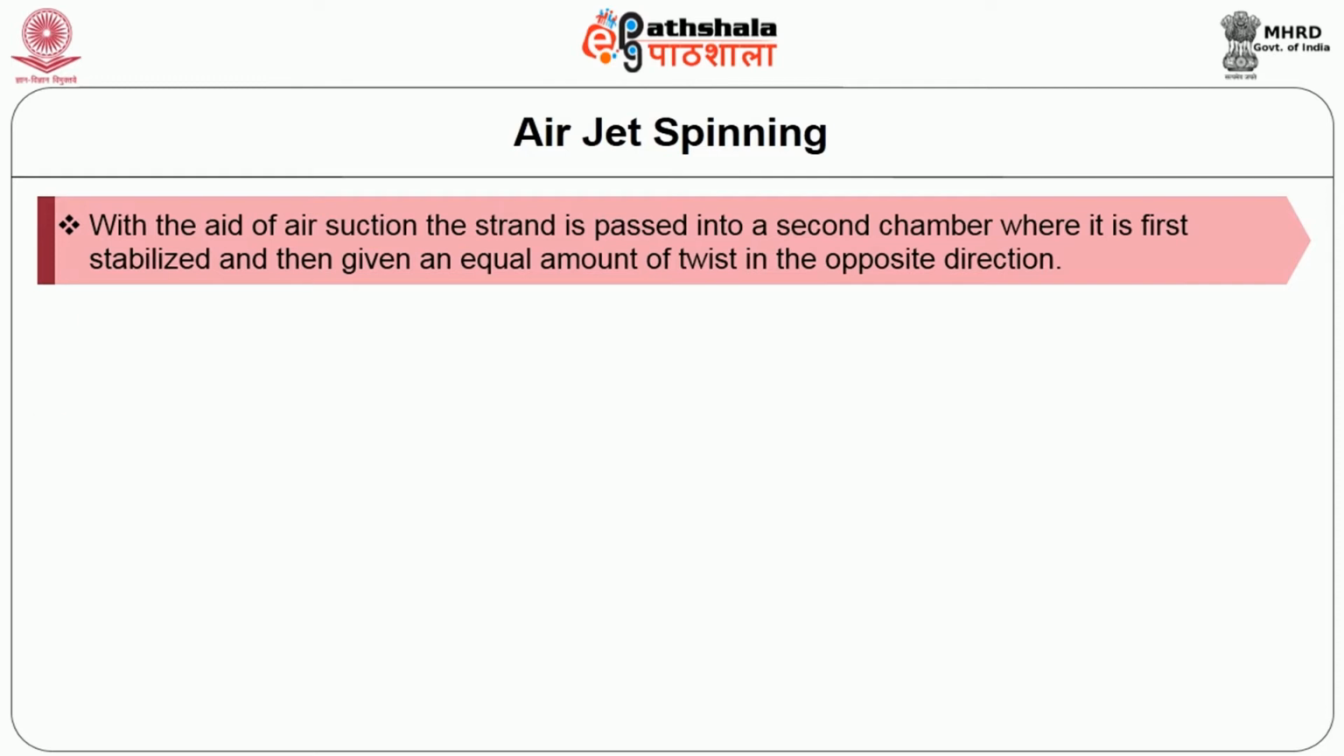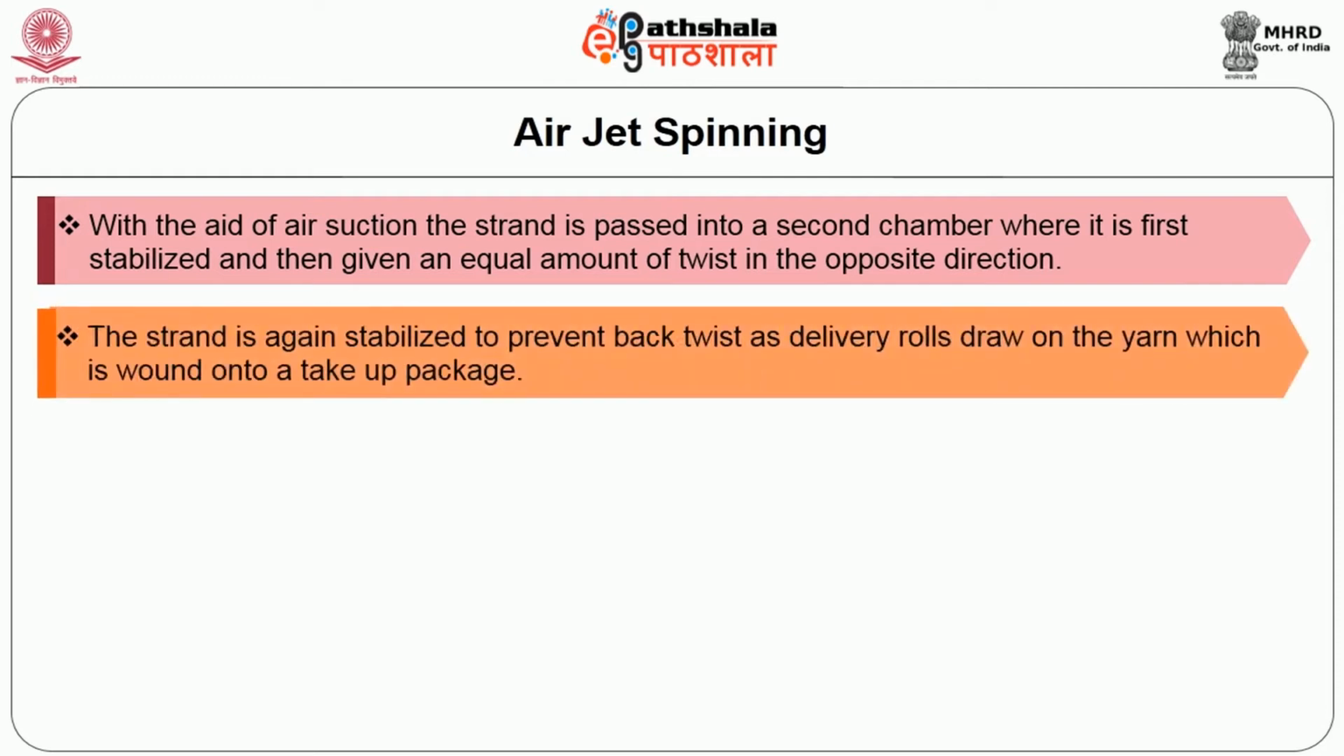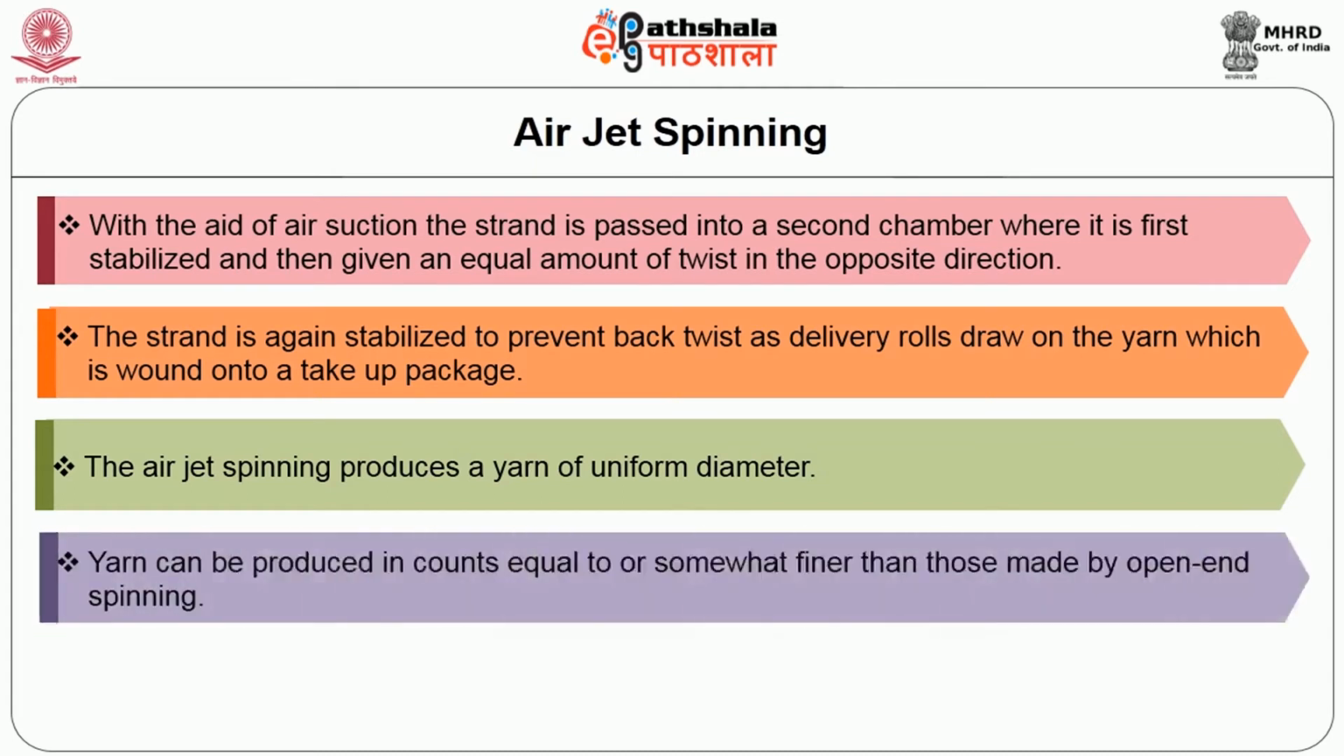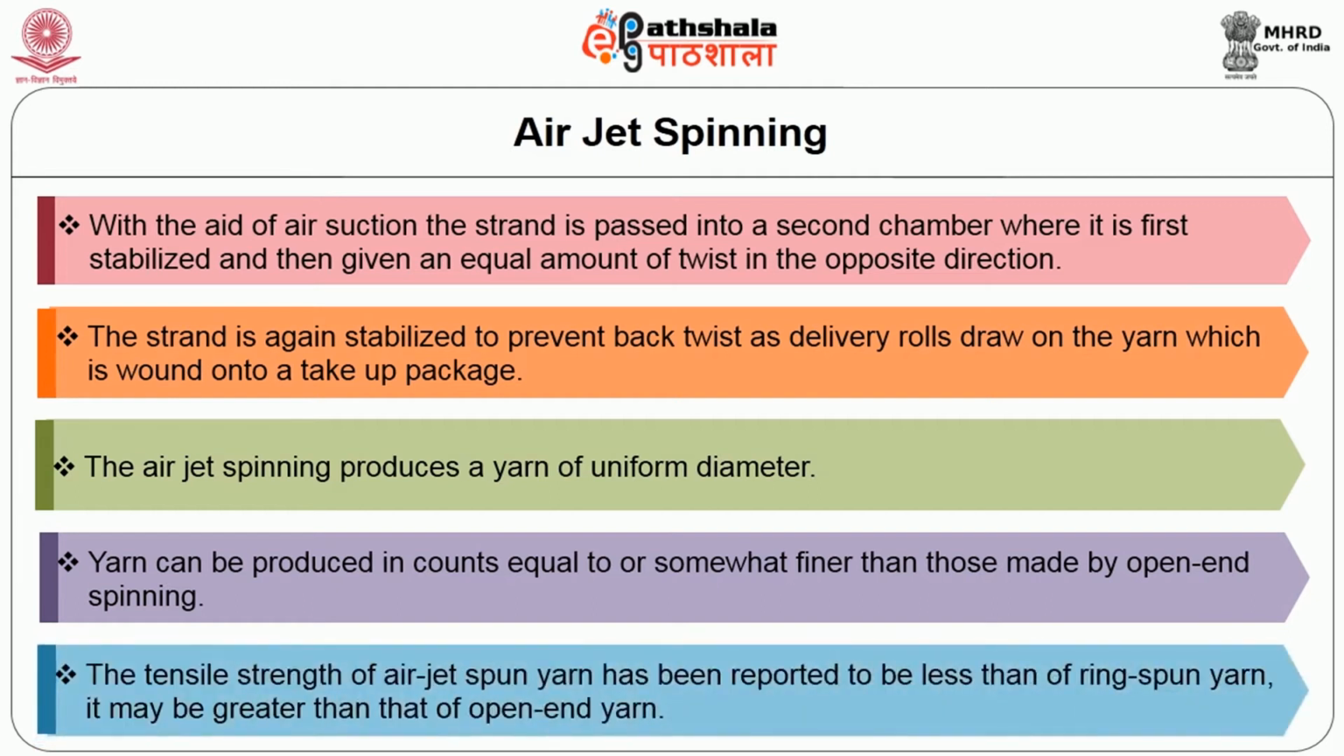The strand is again stabilized to prevent back twist as delivery rolls draw on the yarn, which is wound onto the take-up package. Air jet spinning produces a yarn of uniform diameter. Yarn can be produced in counts equal to or somewhat finer than those made by open-end spinning. The tensile strength of air jet spun yarn has been reported to be less than that of ring spun yarn. It may be greater than that of open-end yarn.